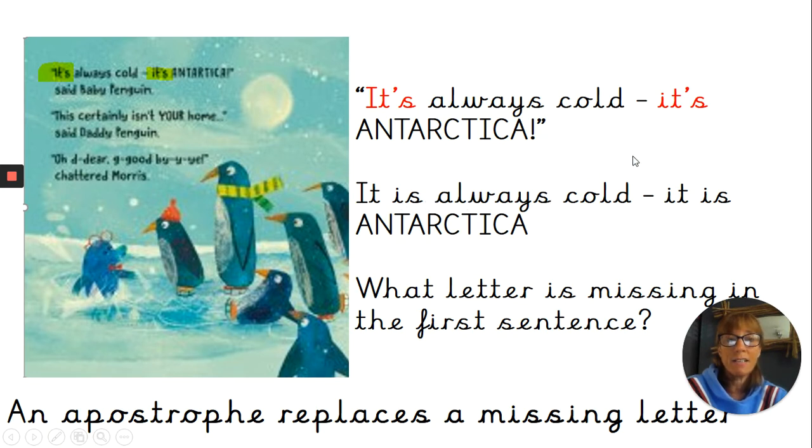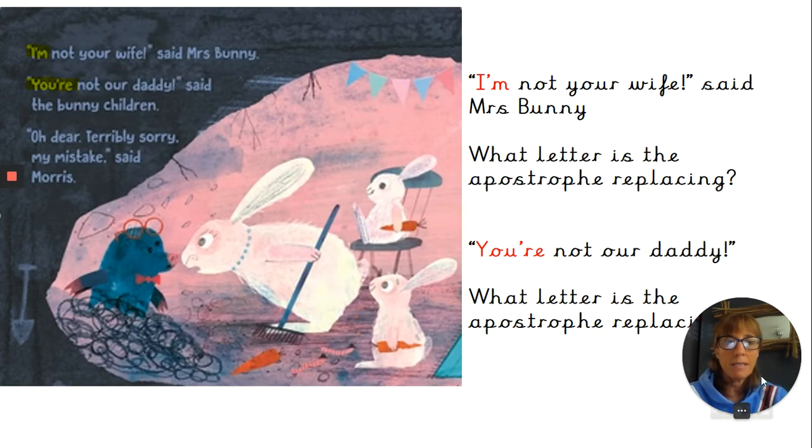It is always cold. It is Antarctica. We can separate the it's into two words, it is. But when we bring them together and turn it is into it's, we have to put the apostrophe because we get rid of the letter I in the is. So an apostrophe, say it after me again, 1, 2, 3. Apostrophe replaces a missing letter. Let's practice a little bit more.